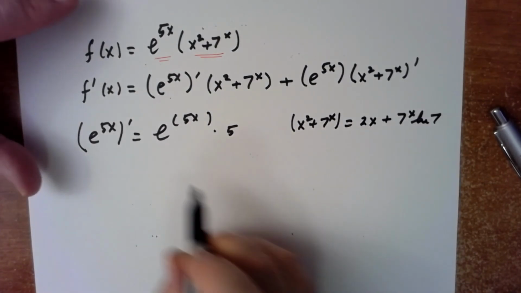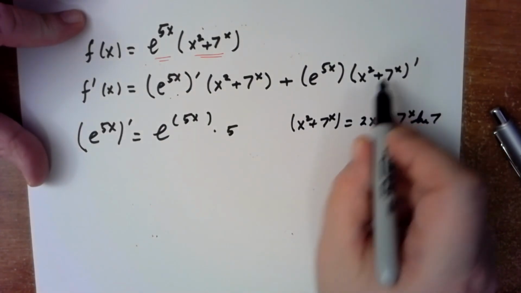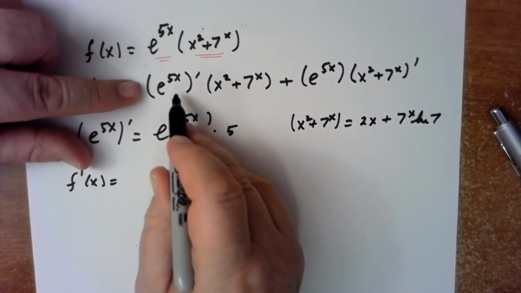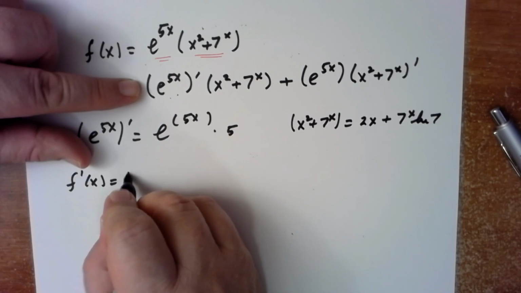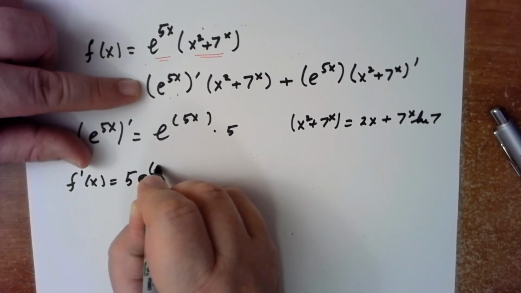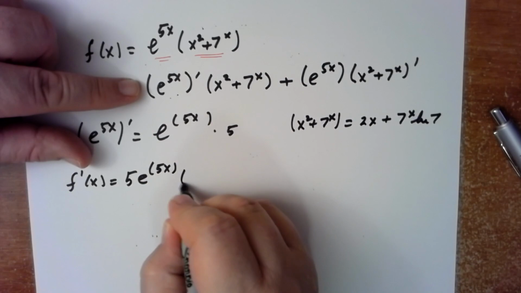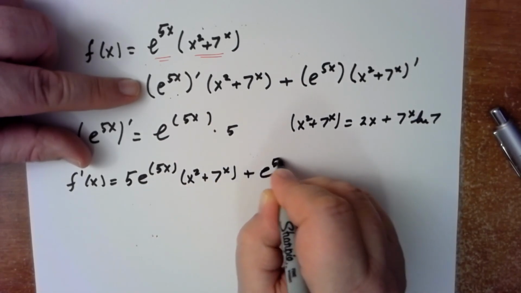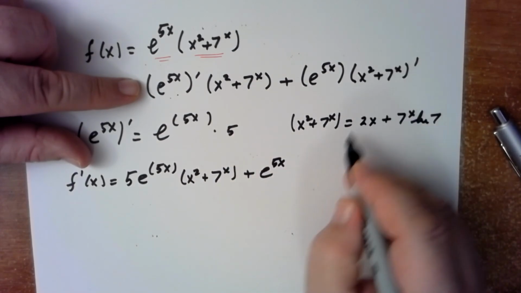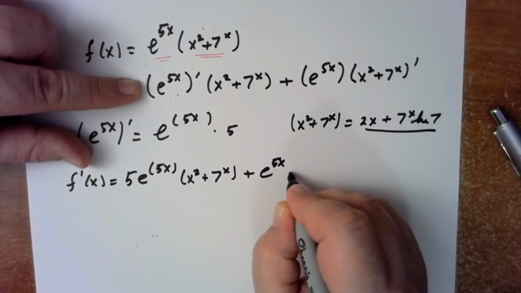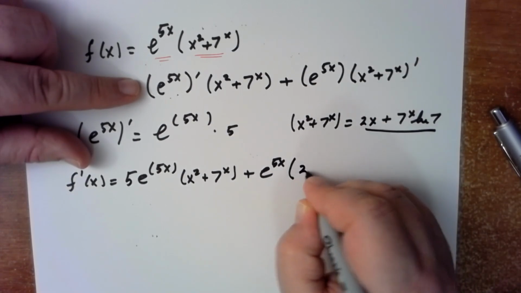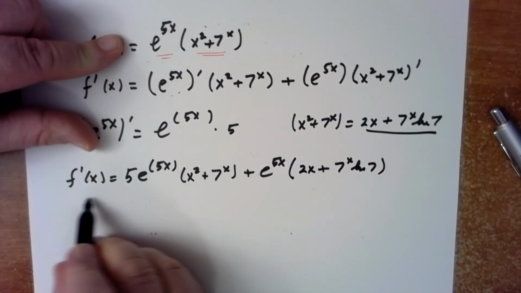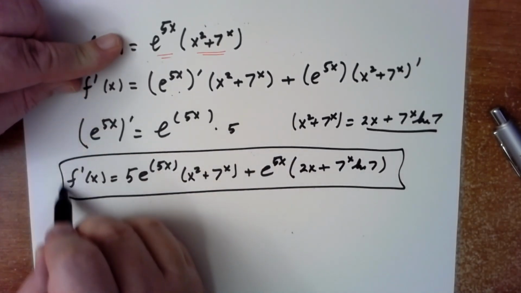Good. And now we substitute these into our expression up here, right? And so f prime of x is going to be the derivative of the first function. I'll go ahead and write the 5 in the front. That's more natural, I think. And then times our x squared plus 7 to the x power plus e to the 5x. And now I've gotten my full derivative down here, times 2x plus 7 to the x natural log of 7. Good. So there's the answer to exercise 1.